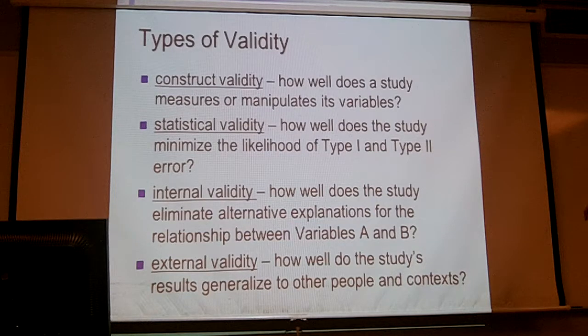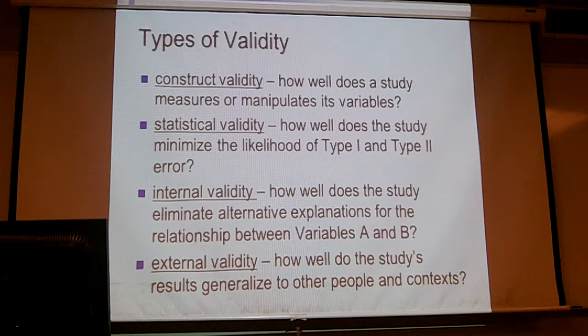Statistical validity has to do with type 1 and type 2 error. Researchers are always wrestling with type 1 and type 2 error when they start to do inferential statistics. What's type 1 error? You reject the null hypothesis, but you should have kept it, right?